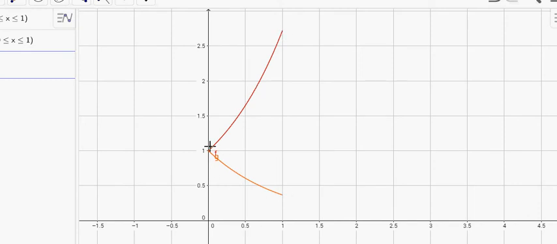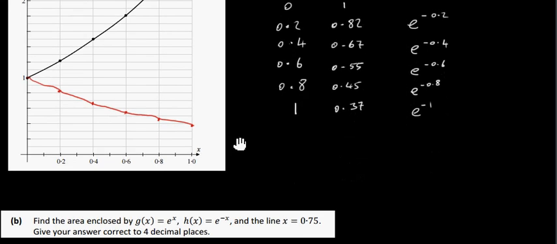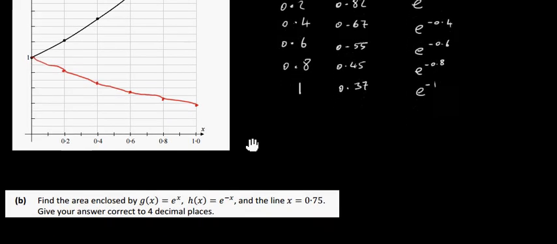This is our e to the power of x here. This is our e to the power of minus x here. So it's a little bit better here. Okay, so that's the first part of the question. Next part then involves some integration, I think. So let's have a read of it.